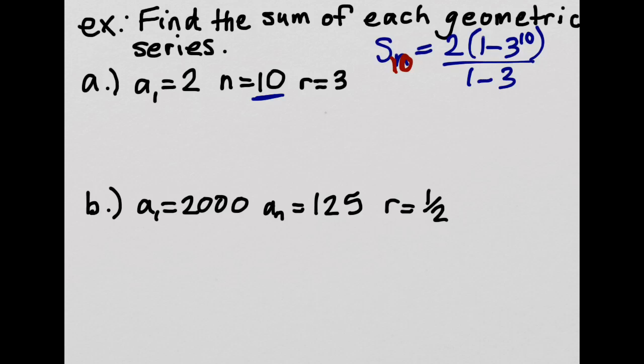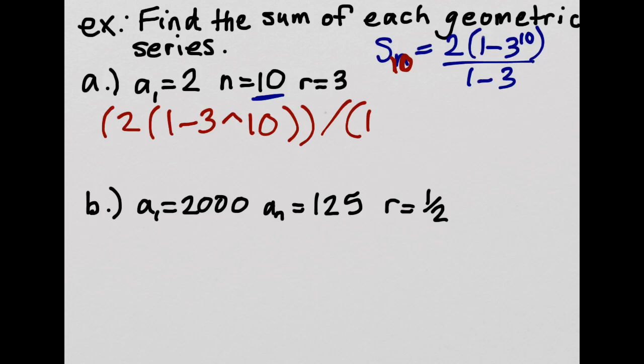Now, if you are plugging this into your calculator all at once, you want to be very careful. You want to make sure that you put it in the correct way. I'm going to show you what your parentheses are going to look like. So you're going to do parenthesis 2, parenthesis 1 minus 3 caret 10, close parenthesis, divided by parenthesis 1 minus 3, close parenthesis. You want to make sure that there is an outer parenthesis that is covering everything that's going to be on the top of the fraction.